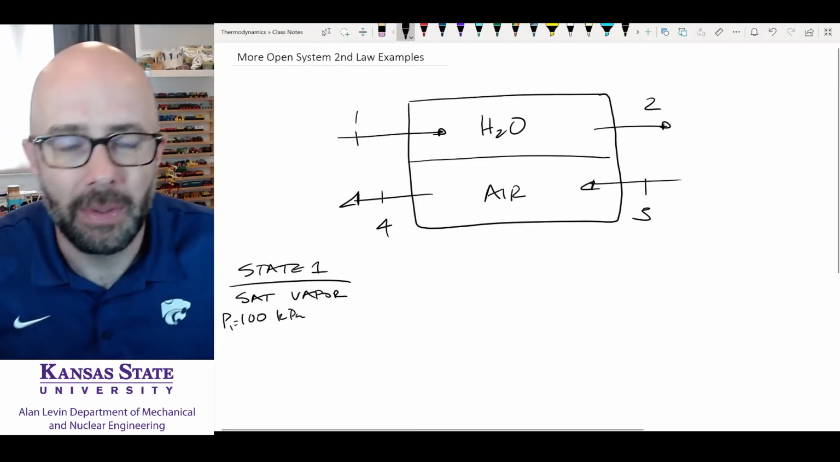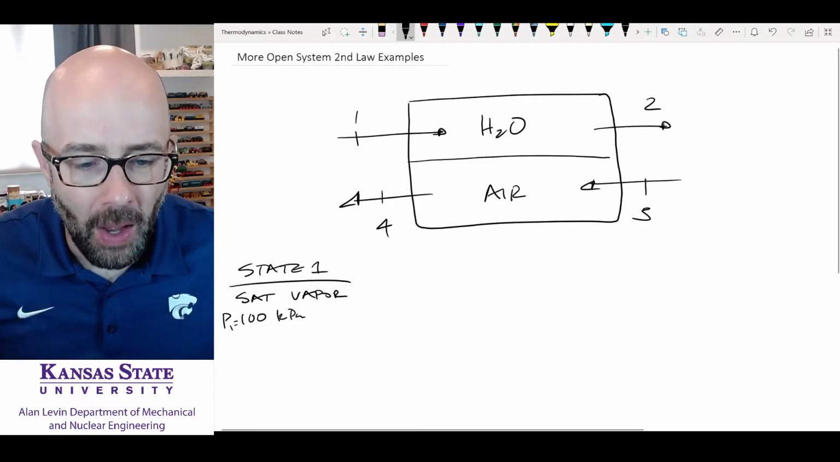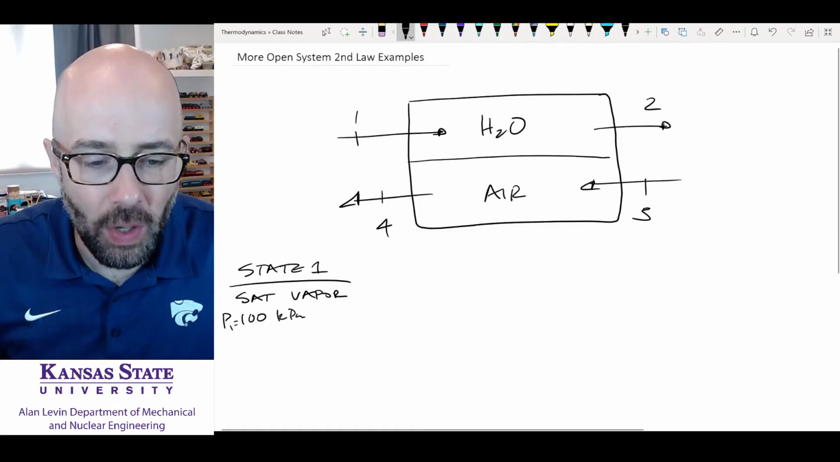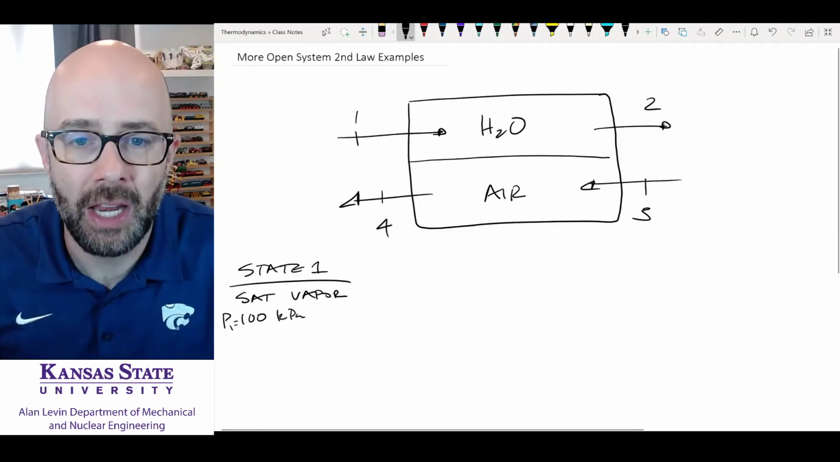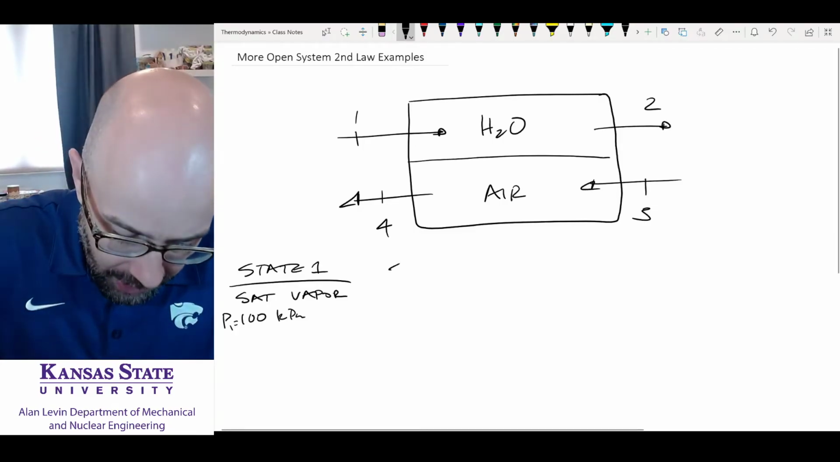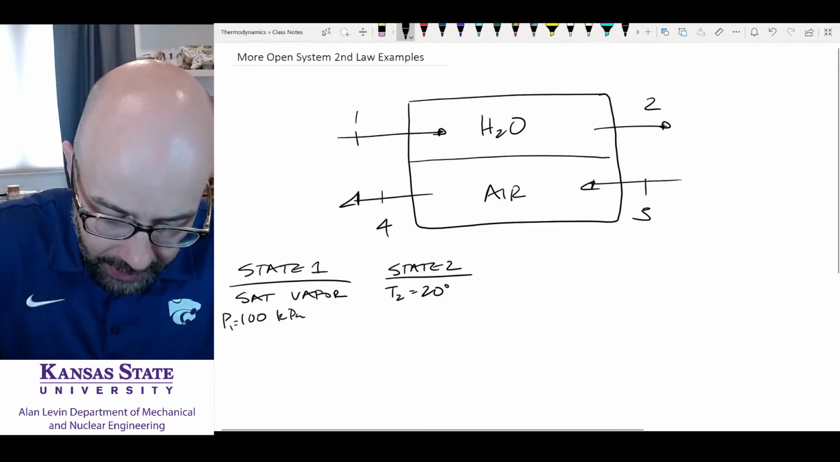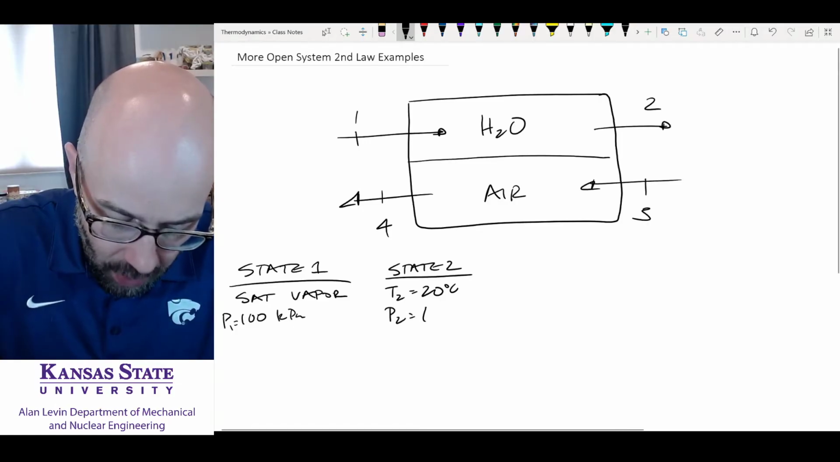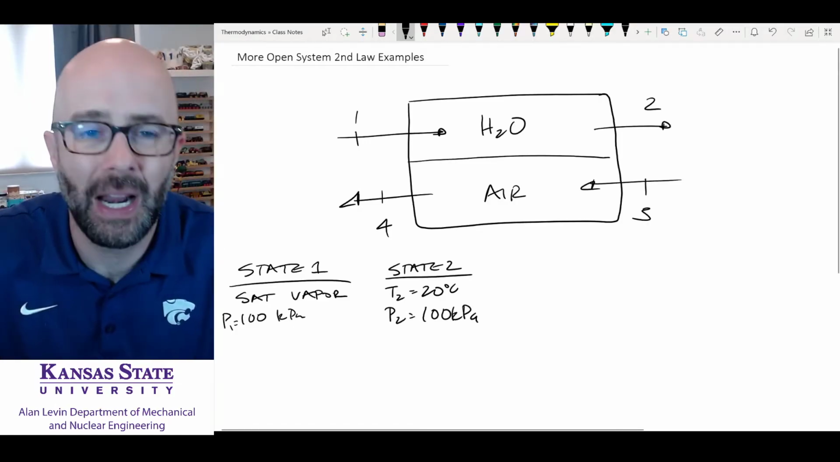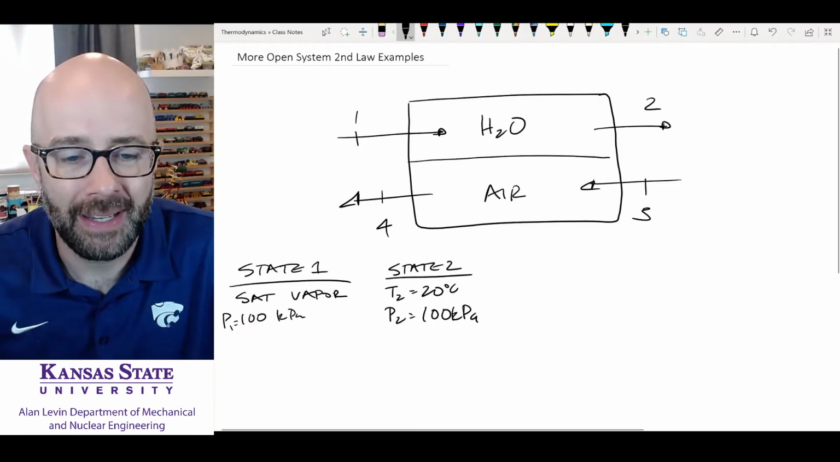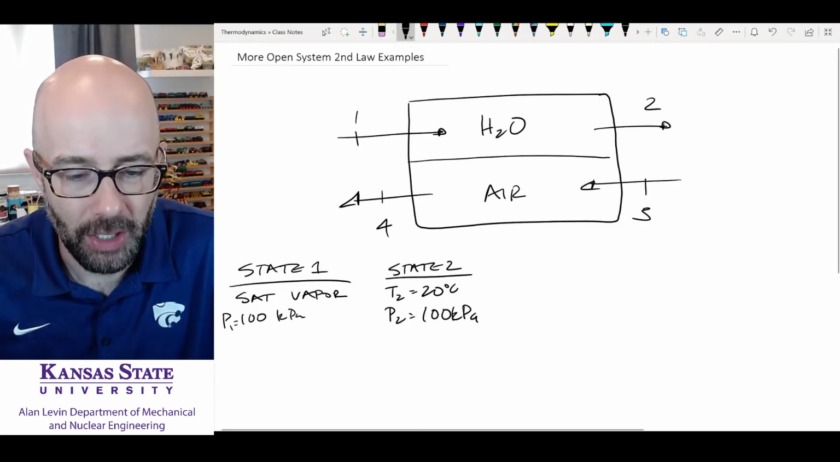Okay, let's scoot over a little bit so I make sure I'm in your screen. It enters a counterflow heat exchanger operating at steady state and exits at 20 degrees Celsius with a negligible change in pressure. So state 2 is going to be temperature 2 equal to 20 degrees Celsius, and my pressure 2 is going to be 100 kilopascals. Now in real life, you're going to have some pressure drop because of a heat exchanger, but we're going to consider this to be negligible in this situation.